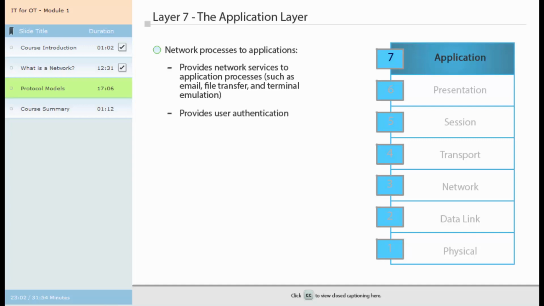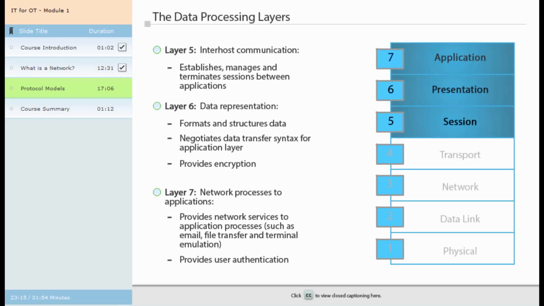The application layer establishes the availability of intended communication partners, and the layer synchronizes and establishes agreement on procedures for error recovery and control of data integrity. These top three layers of the OSI model are often referred to as the data processing layer because these functions are only performed on the end stations in the network and are often incorporated into the operating system or application program functions.